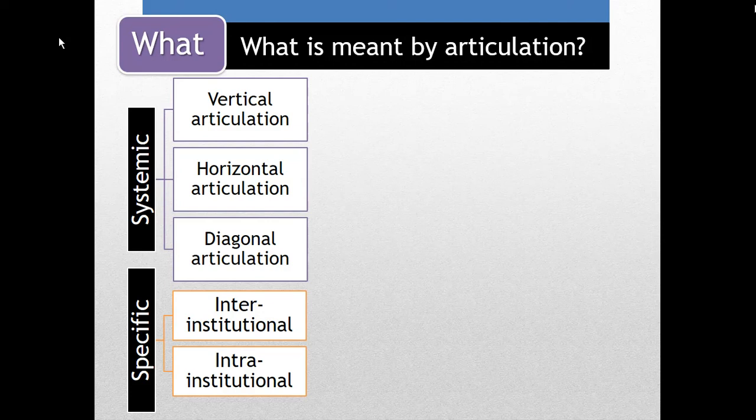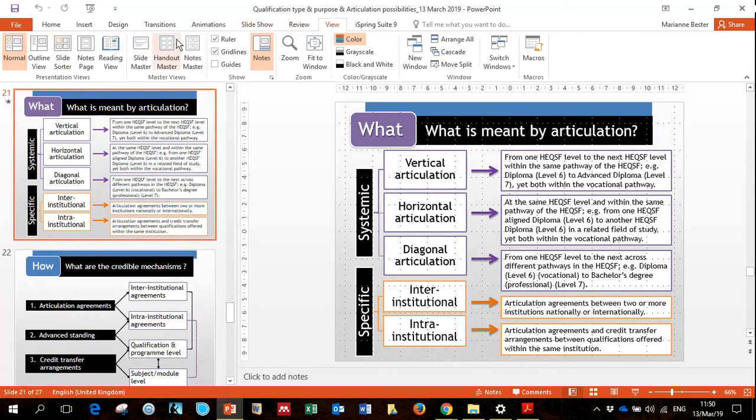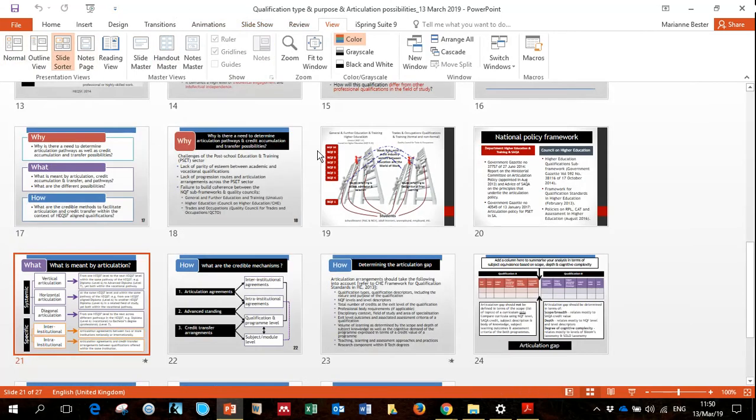Then the other thing as defined in the HEQSF is vertical, horizontal, diagonal. Now I'm just quickly going to jump back to the slide that I had earlier because I need to just show you the HEQSF again.